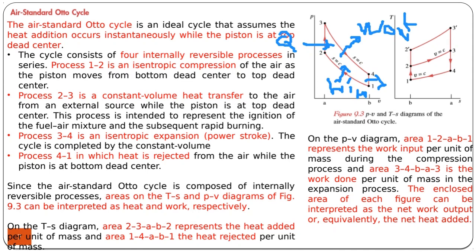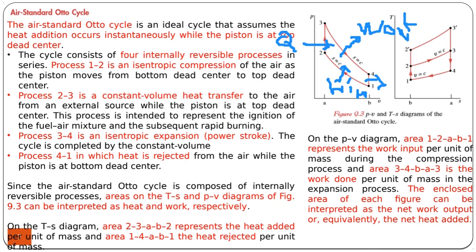This is the PV diagram. And similarly, if you have the TS diagram, the compression stroke is, for ideal conditions, isentropic. Then we have a heat addition process from 2 to 3. Then we have expansion, which is the work process in which the gases expand isentropically. Then we have the exhaust process in which gases are cooled down.